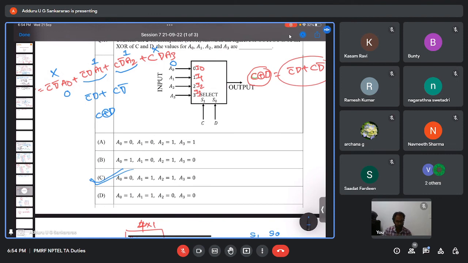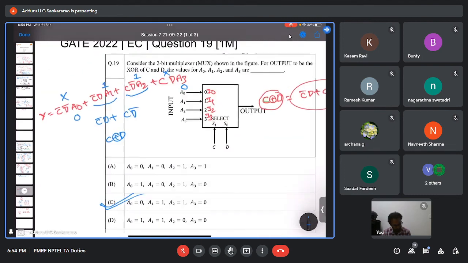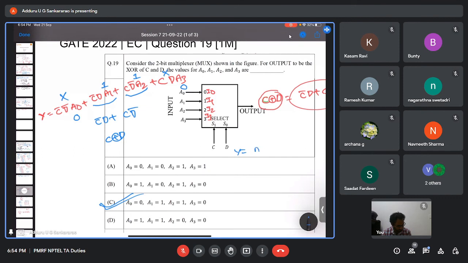For this we should know how to express the output of the multiplexer in terms of inputs and selection lines. That is very simple. We have seen the two variable case and the three variable case. The output is M0 into I0, M1 into I1, and so on up to M3 into I3. M0, M1 are the min terms in terms of the selection lines. That is what we have written. Is that okay?